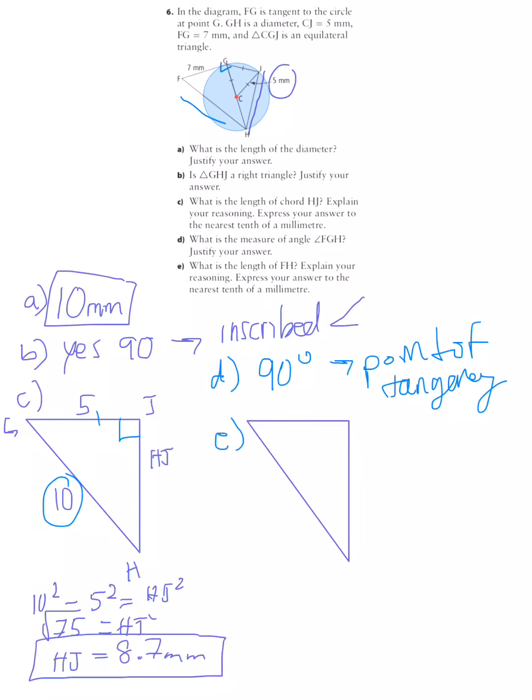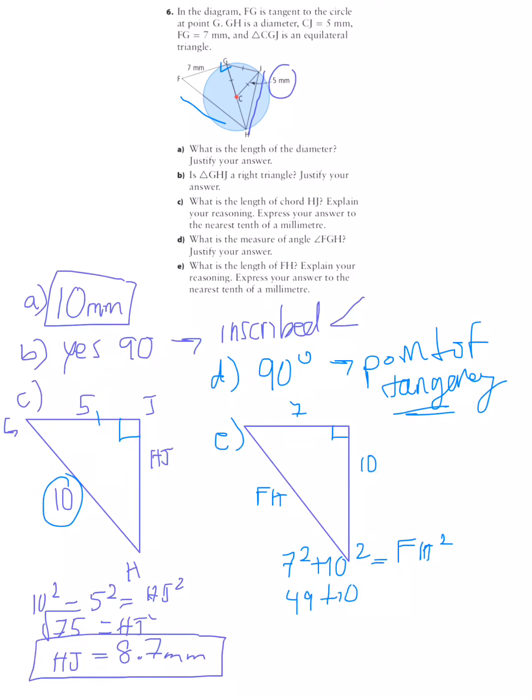So let's see what we know here. We know this is 7 because they told us. We know the diameter was 10. We know it's 90 because point of tangency. And we're trying to find FH, so we're trying to find this length here. So that's actually the hypotenuse, right? So 7 squared plus 10 squared equals FH squared. 49 plus 100, so 149 square rooted, and I get FH is equal to 12.2 millimeters.